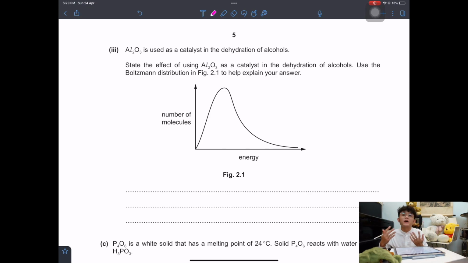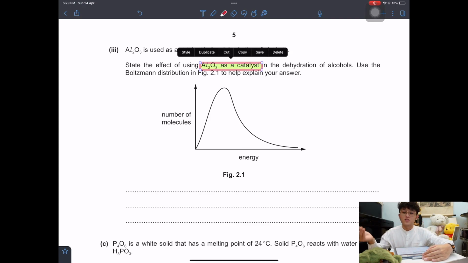Another is the effect of catalyst. So these two, guys, please try to know how to sketch them. Okay, so refer to my notes, or if you are not so sure, refer to the YouTube. You know. Okay, let's go. State the effect of using Al2O3 as catalyst. Okay, so guys, I can use the graph. I can plot it on the graph.